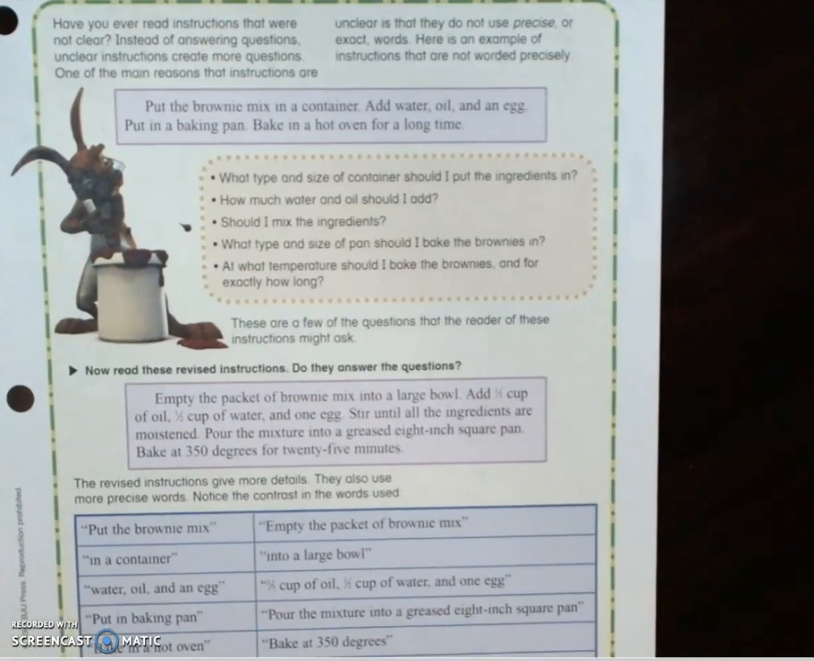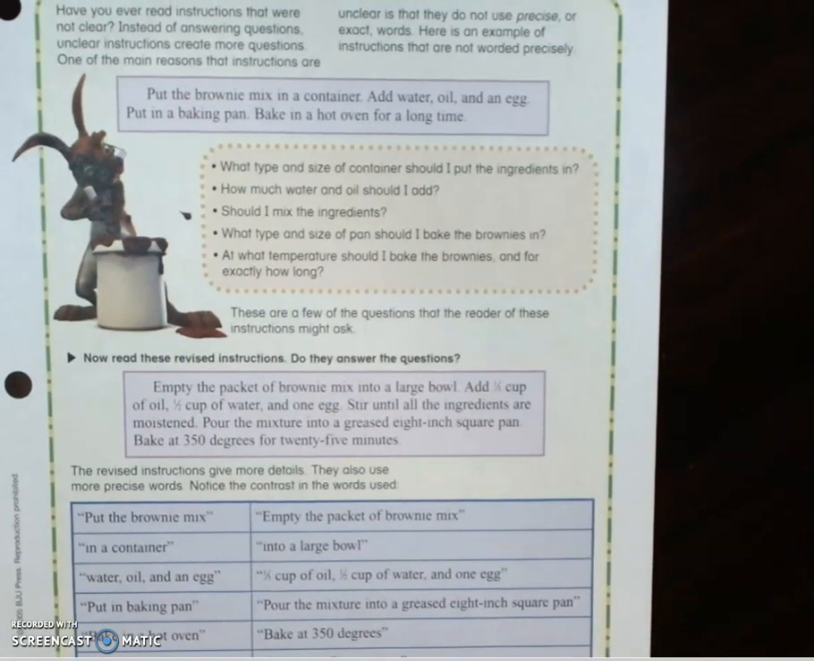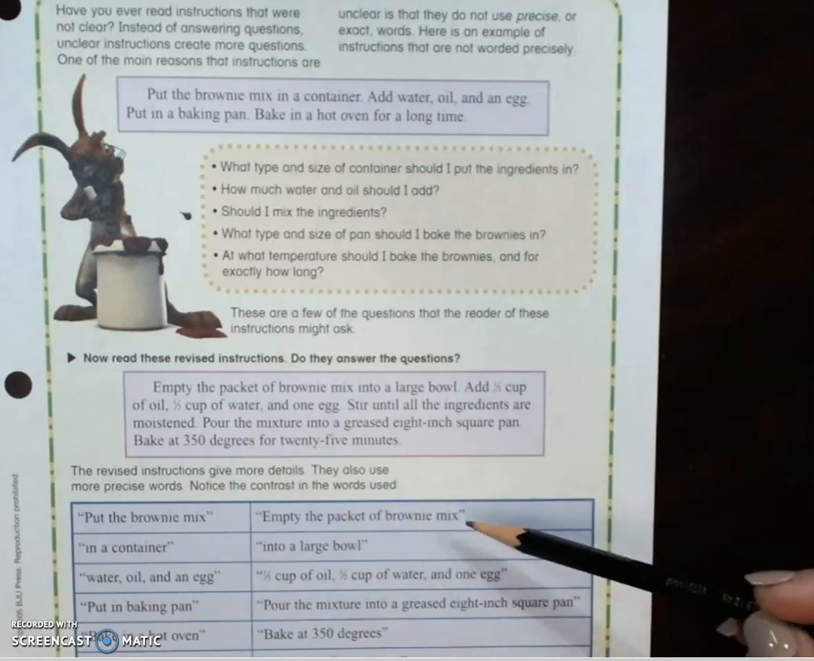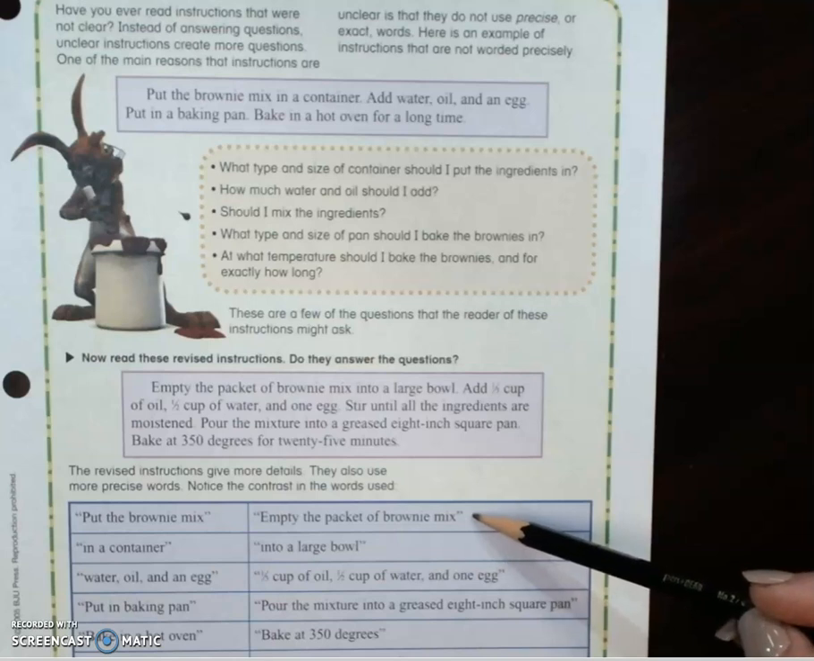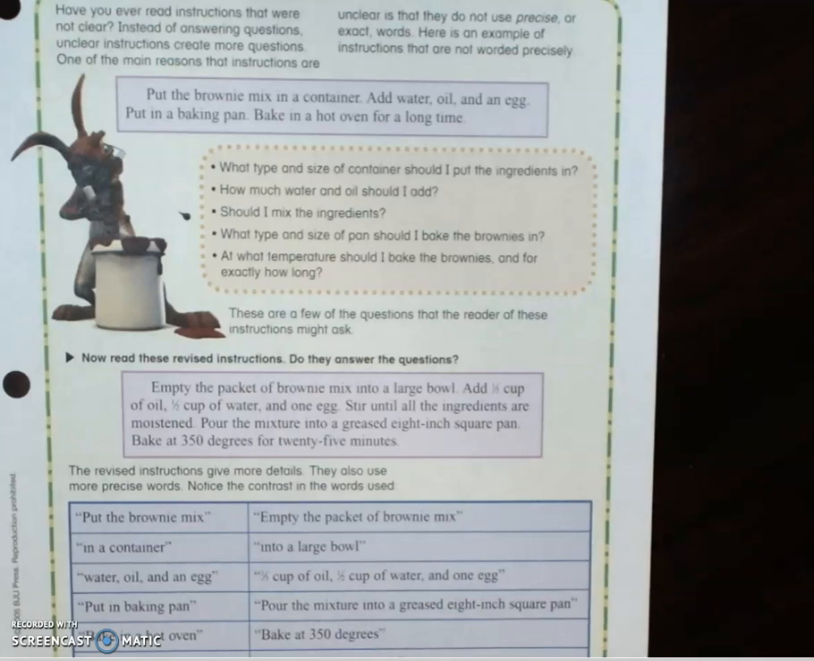Let's look at this little chart at the bottom. The first thing said, put the brownie mix. Well, next to the instructions, we have empty the package of brownie mix. This is more precise. This is clearer. It's a lot easier to understand exactly what you need to do. Let's look at the next one. In a container. Put the brownie mix in a container. Well, right here it said, empty the package of brownie mix into a large bowl. So instead of saying into a container, they were more precise. They put into a large bowl.